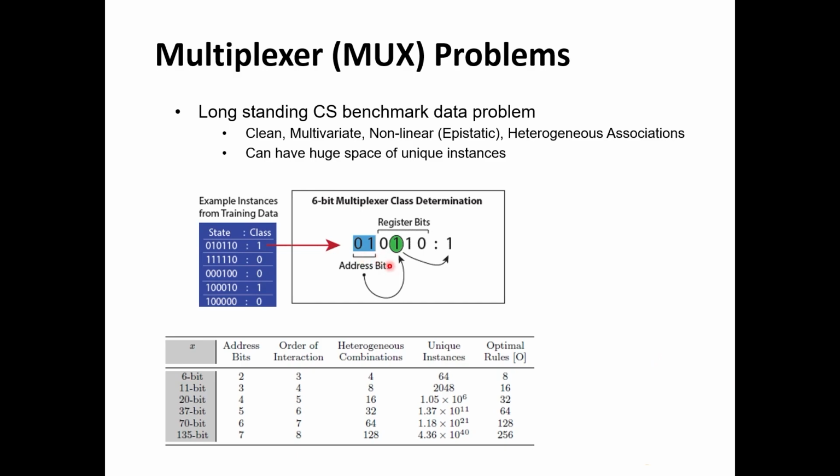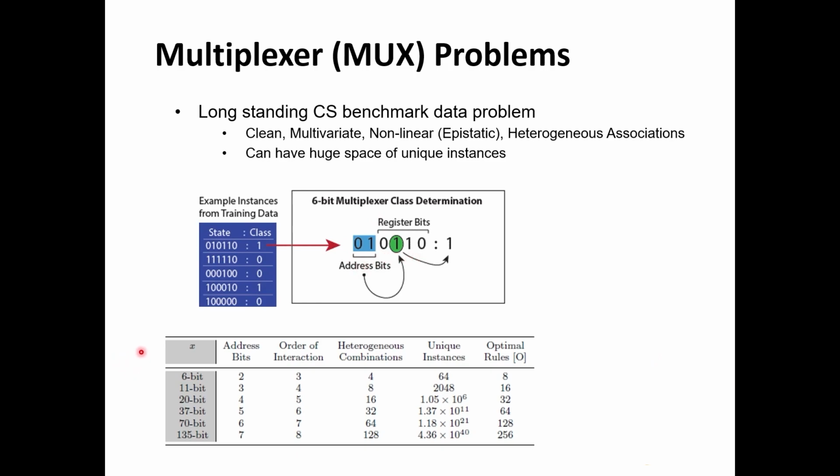These point to one of 4 other register bit positions. Depending on the position the first 2 address bits are pointing to, in this case pointing to the second position, the outcome for that instance is determined by the value of the bit at that position. So in this case, the green circle has a value of 1, thus our outcome is 1. This pattern holds for all other instances generated for this problem. The problem is epistatic because we need 3 of these bits' values at once to determine what the correct class outcome is. And it's heterogeneous because it can be a different combination of bits, always the first 2 address bits, and then 1 of the other 4 register bits.